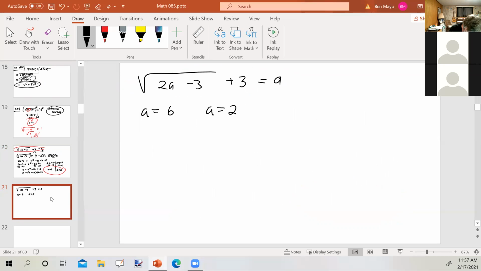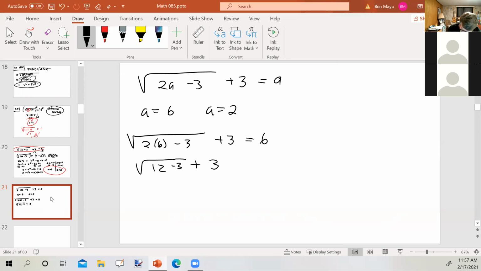So I'll get the square root of 2 times 6 minus 3 plus 3 equals 6. The square root of 12 minus 3, I left out an important part there, didn't I? Equals 6. The square root of 9 plus 3 equals 6. 3 plus 3 equals 6. So this one checks.